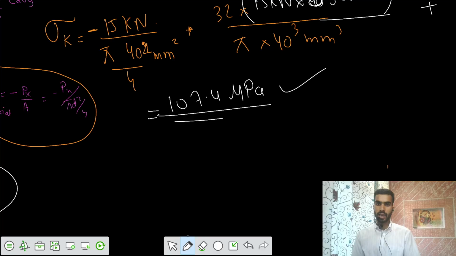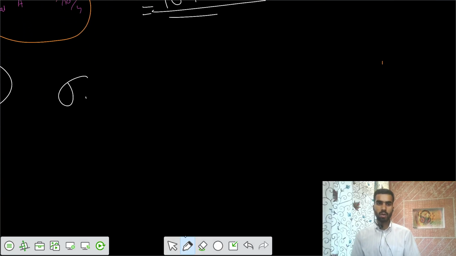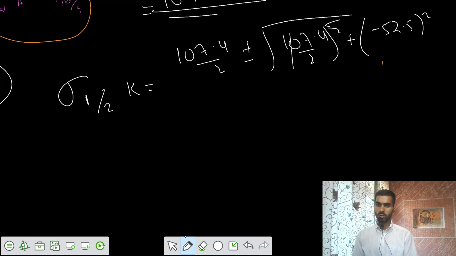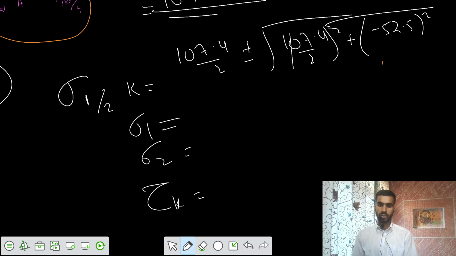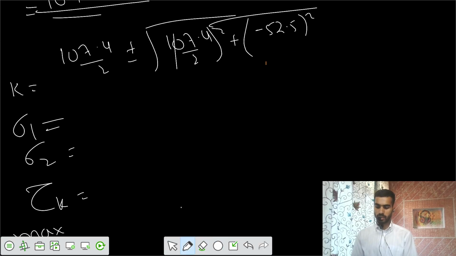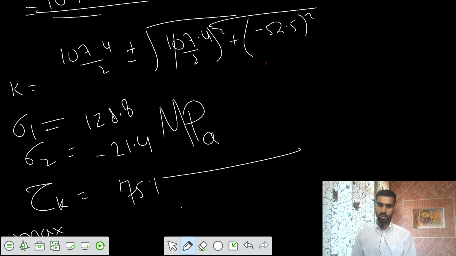So you got the sigma at K and tau at K. Now you want to say, what are sigma 1 and 2 at K? We can write the equation now: 107.4 divided by 2 plus or minus the square root of (107.4 divided by 2) whole square plus tau square. The value of tau we already calculated: minus 52.5, whole square. So you can get the values of sigma 1, sigma 2, and tau max at K. You can write those as 128.8, minus 21.4, and 75.1 megapascal.